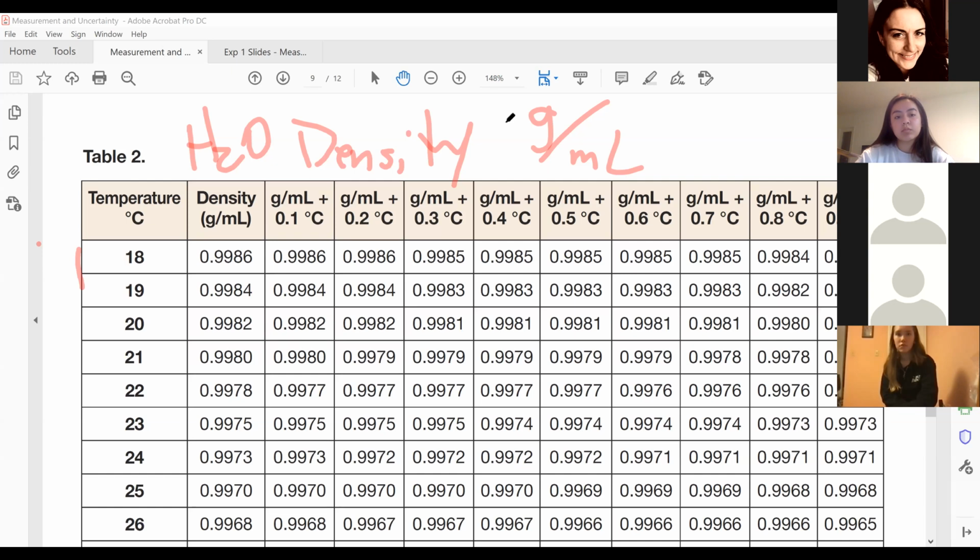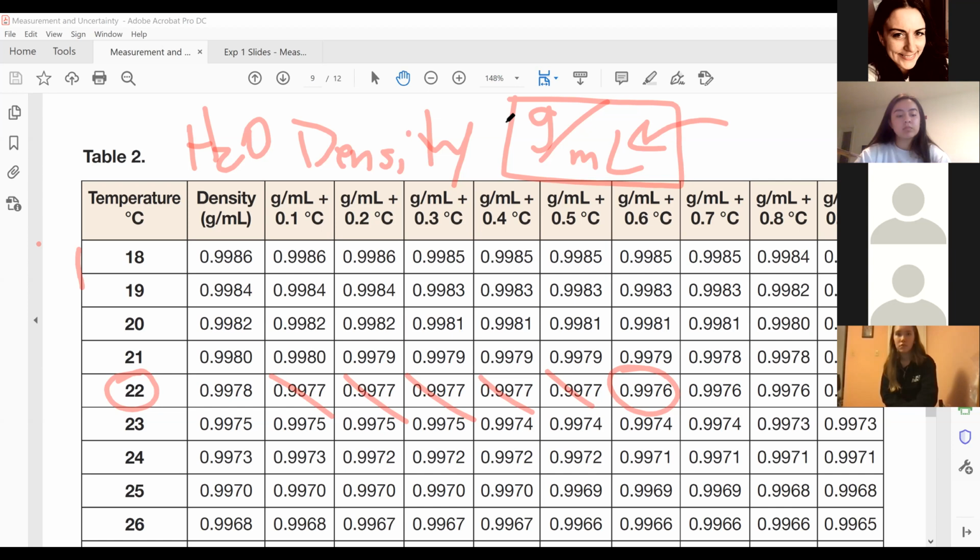So when you measure the temperature of the room you're in, wherever you're doing your experiment, you go over here to the side, and let's say it's 22.6. So we'll go to 22 degrees, and we'll go 1, 2, 3, 4, 5, 6. So at 22.6 degrees, the density of water is 0.9976 grams per mil.